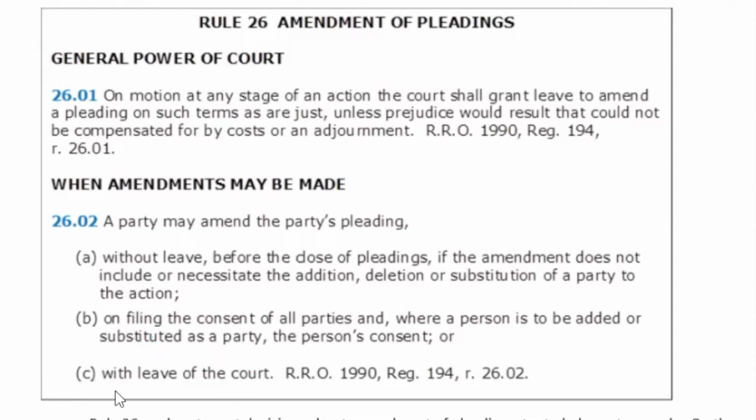And then C is asking the court for permission. So if the other side won't give you consent, then you can make a motion to the court and ask the court to allow the pleadings to be amended. And there's a few legal tests about what the court will consider when doing that, such as prejudice, things like that, right? And maybe that limitation issue stuff that I was talking about before. So when you want to amend your pleadings, you take a look at Rule 26.02 of the Rules of Civil Procedure.